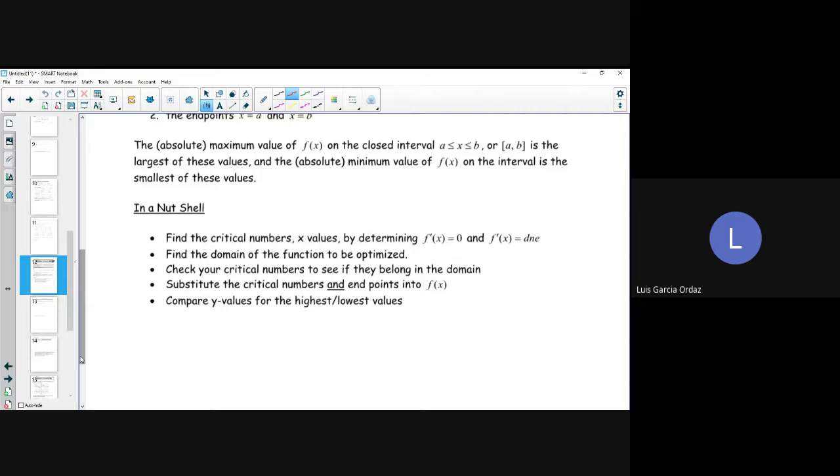Find the domain of the function to be optimized. Check your critical numbers to see if they belong in the domain. Substitute the critical numbers and endpoints into f of x, and then compare y values for the highest and lowest values.